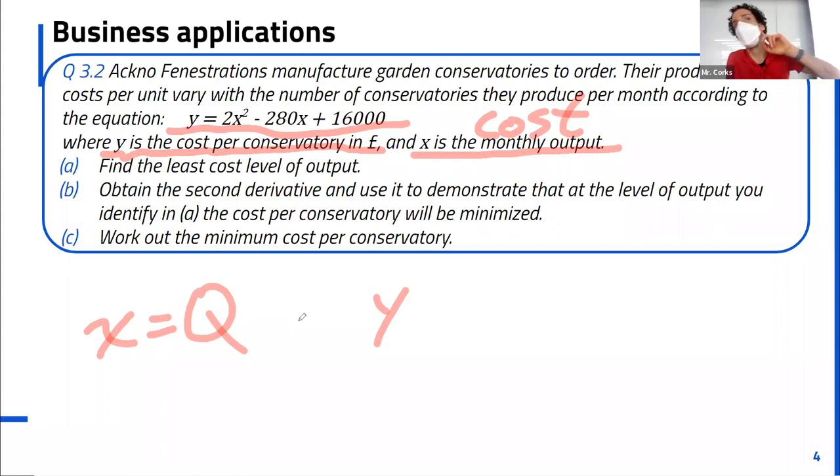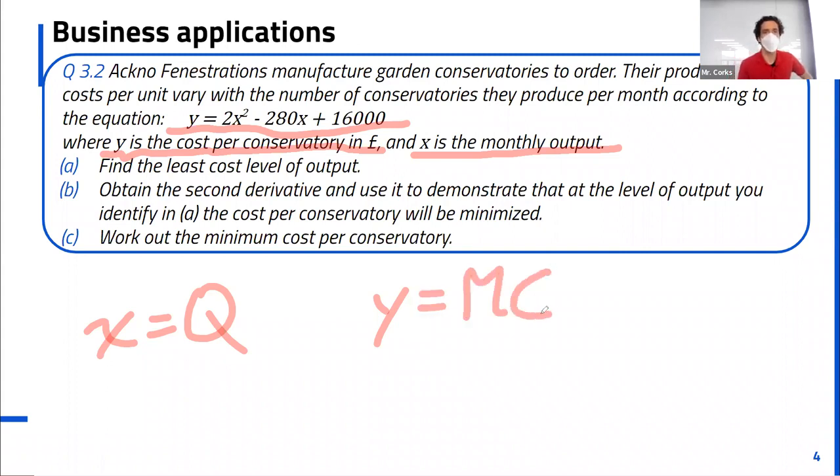Sorry, louder? You changed your answer? Which one? Is this total cost or is this marginal cost? So this is the part, the cost per unit, cost per conservatory. Okay, this is the marginal cost here. So they have not given us a total cost equation. This is the per unit cost.